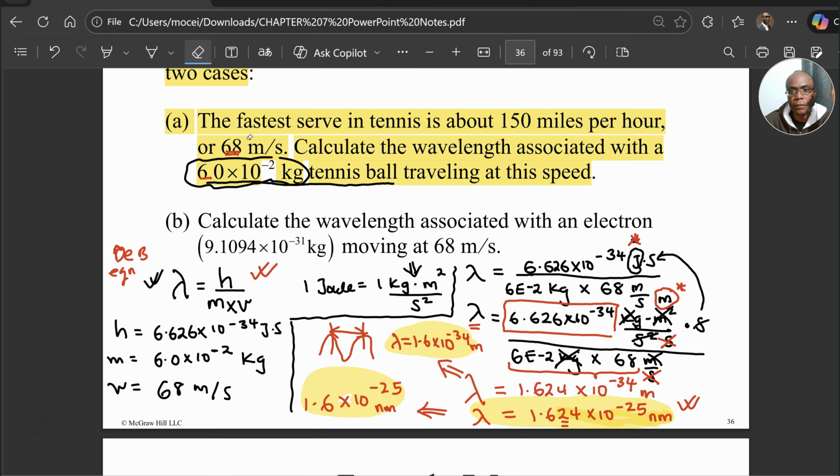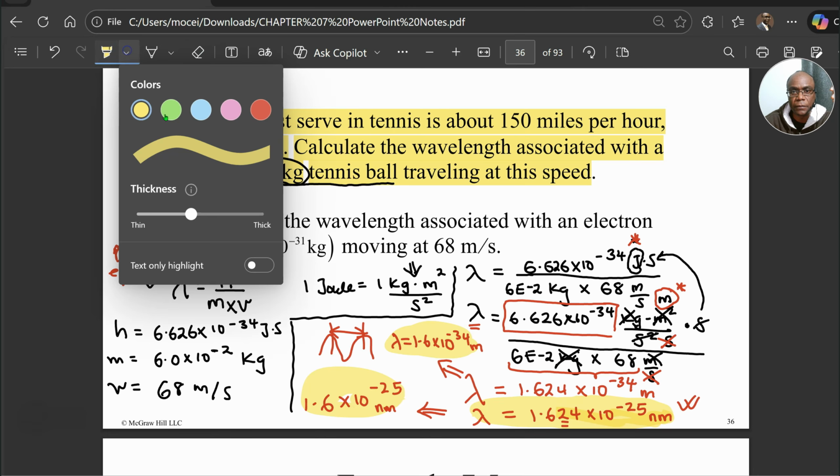So we've answered part A and determined that the wavelength associated with a 6 times 10 to the power minus 2 kilogram tennis ball traveling at 68 meters per second is 1.6 times 10 to the power minus 25 nanometers. It's too small. That does not exist. The path traveled by the tennis ball cannot have a wavelength. The tennis ball is too big. It's macroscopic. It's an object. Now let's answer part B.